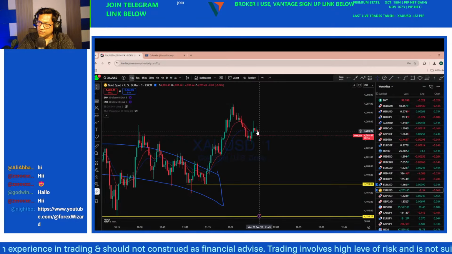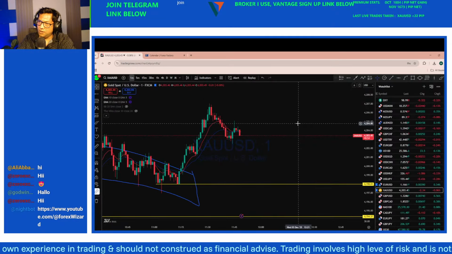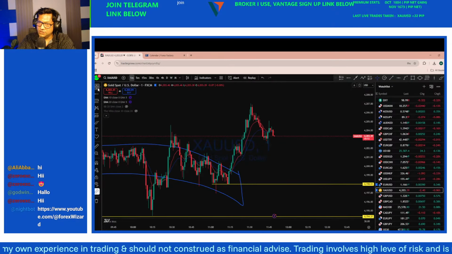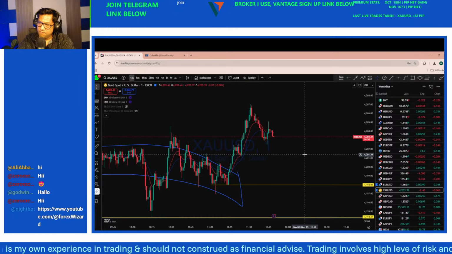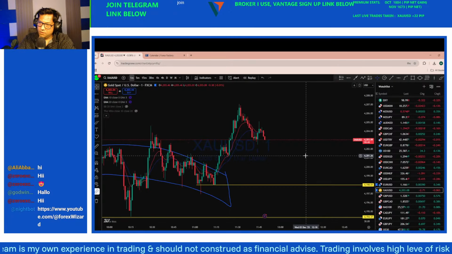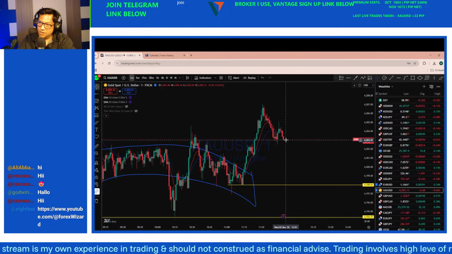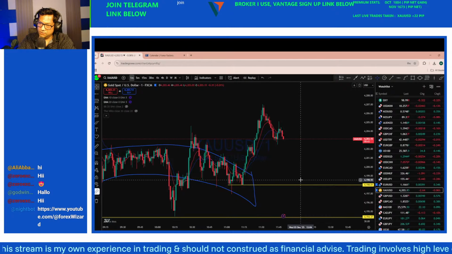Now we see that multiple long wick candlestick patterns are being formed here. That could come back below here to this support level.